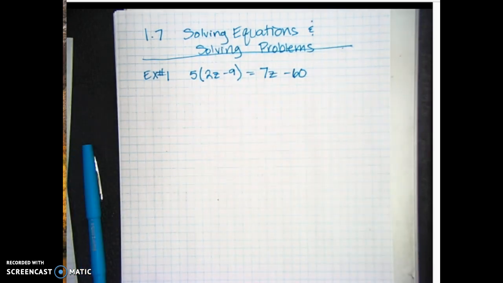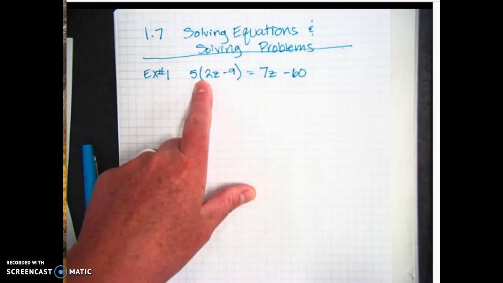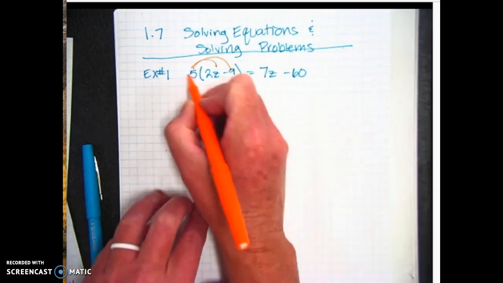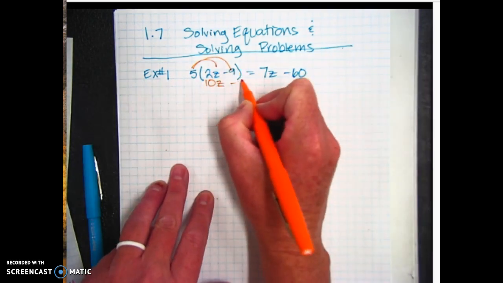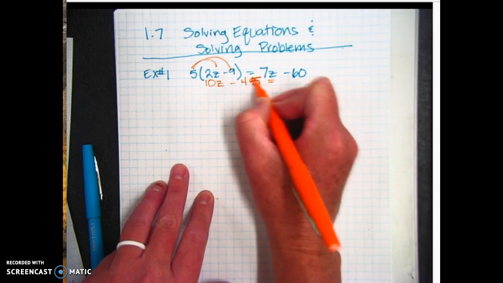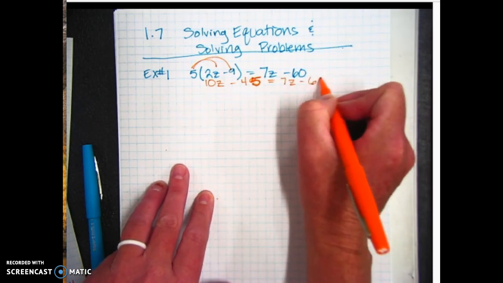And we've got a set of parentheses, so that indicates to us that we need to use the what property? Distributive, right? So we're going to distribute here and here. 5 times 2z is 10z, and 5 times negative 9 is negative 45. I almost wrote 49, 45. And that's going to be equal to 7z minus 60.